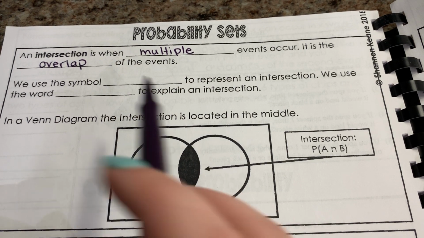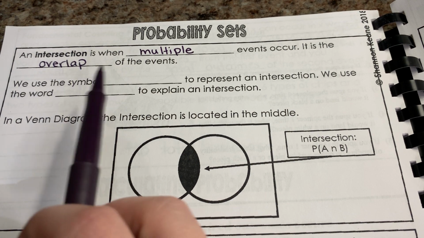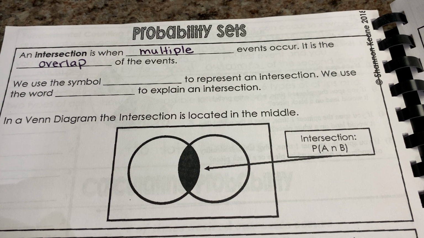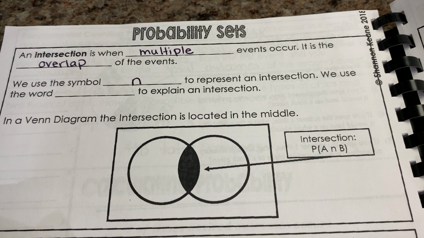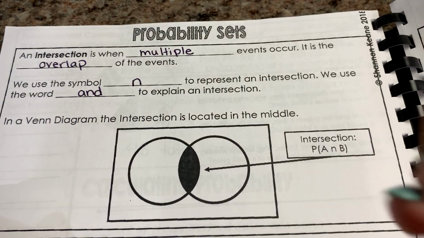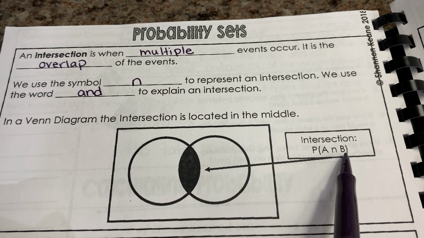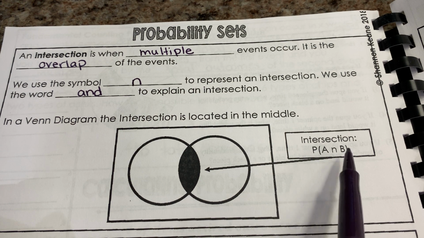Because we're kind of lazy in math, we don't like to keep writing the probability of intersection this, intersection this. So we have a symbol that we've used to represent intersection. That symbol kind of looks like an N. We also use the word and to represent an intersection. So the probability of A and B is the same as the probability of A intersection B.